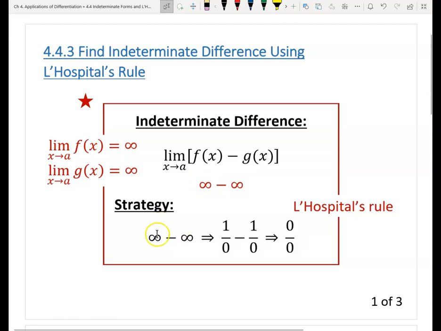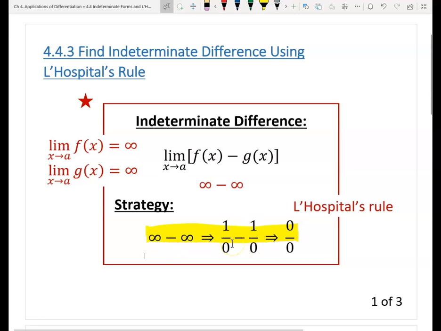So here is the strategy. First, let me highlight. So it's here. This is the strategy we can use to find the final answer. What does this mean? Suppose now we have an infinity minus infinity. What is the reciprocal of infinity? It's 0, right? Therefore, infinity we can write as 1 over 0. Just put the infinity in the denominator. The same for the second infinity.